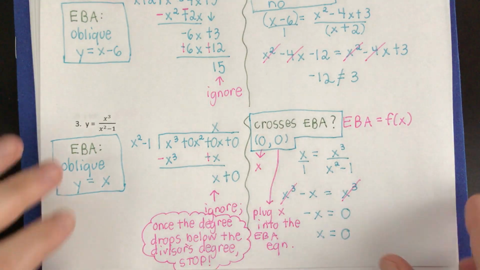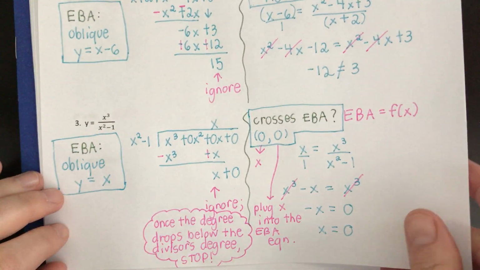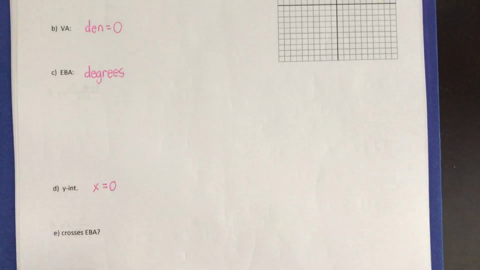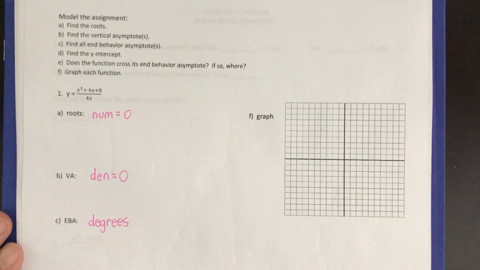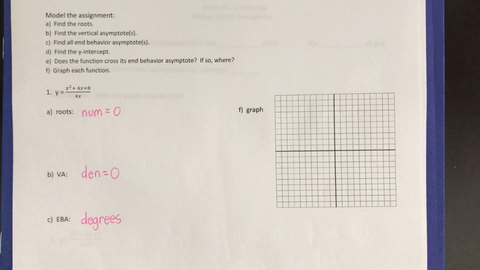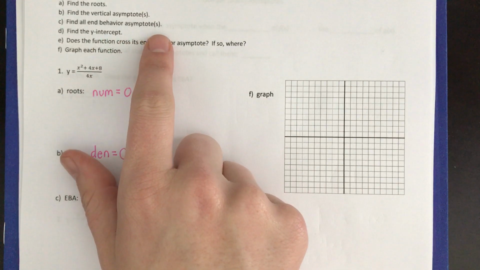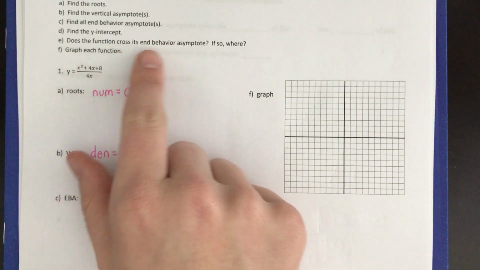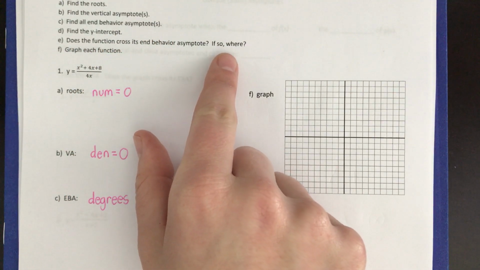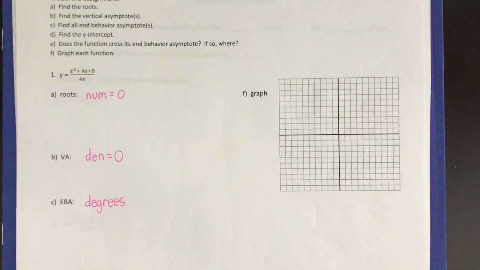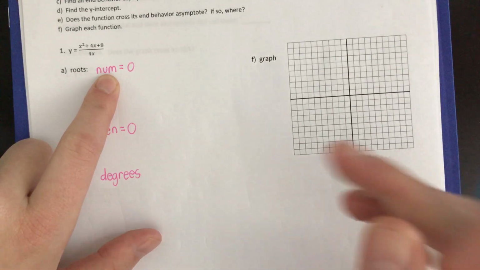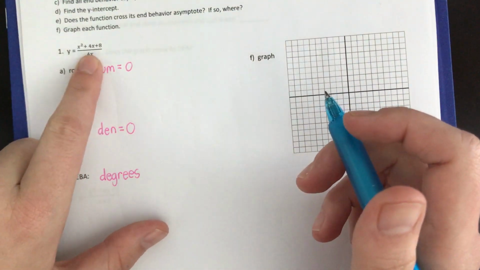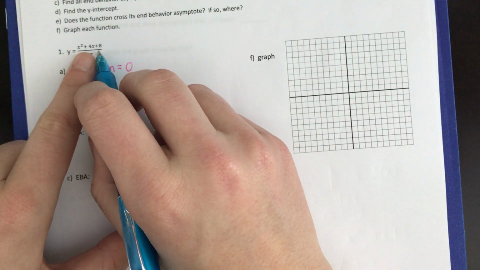Okay, so now we're going to practice with some graphs. All right, so model the assignment. Find the roots, find the vertical asymptotes, find all end behavior asymptotes, find the y-intercept. Does the function cross its end behavior asymptote? If so, where? And graph the function. Okay, so first of all, let's remember to find the roots. You set the numerator equal to 0. Okay, so what you first want to look for is factoring the numerator.